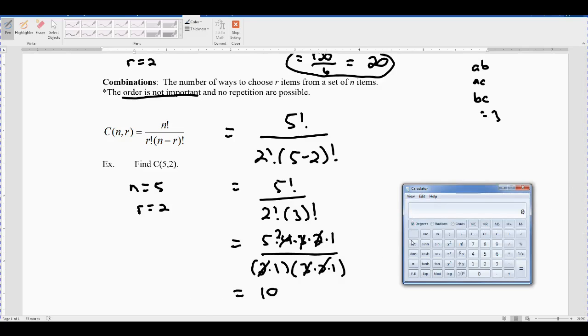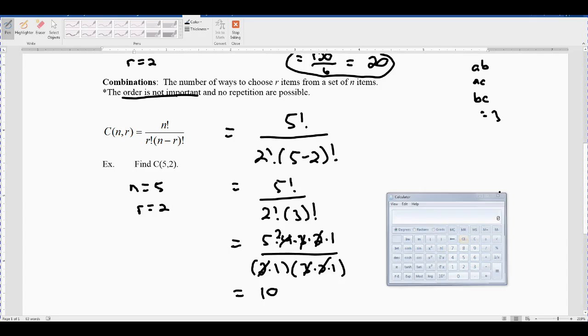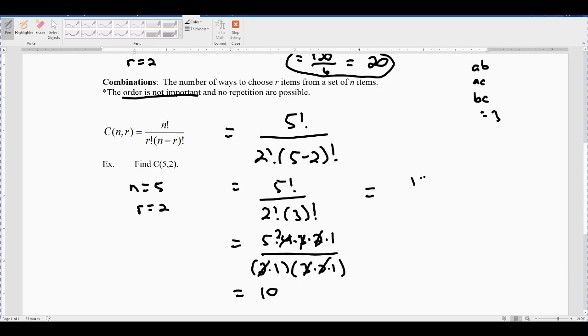Or you can take out your calculator, and once again, 5 factorial is 120. 3 factorial we know is 6. And 2 factorial is still 2. Well, it is 2. We haven't done that before. So I could do 120 over 2 times 6, which is 120 over 12, which is 10 also.